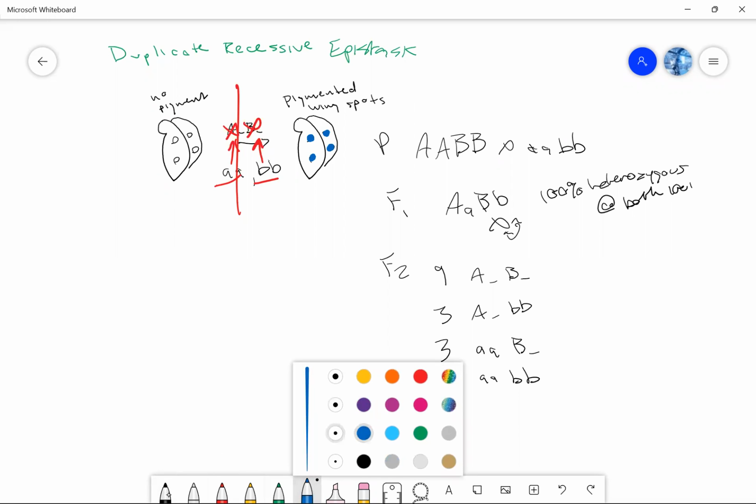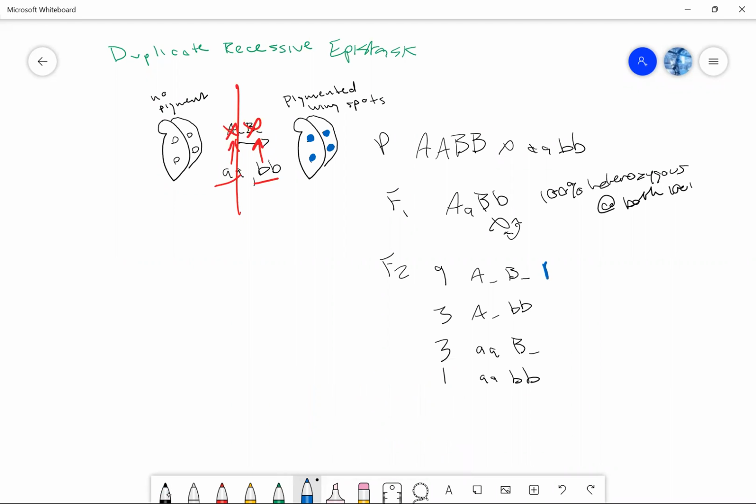So dominant at both loci, so we have pigment. Here we have a homozygous recessive. It's only at one locus, but it is epistatic to this one. And so we will have no pigment. Oh, same here. No pigment. And both of these loci are homozygous recessive, so no pigment.